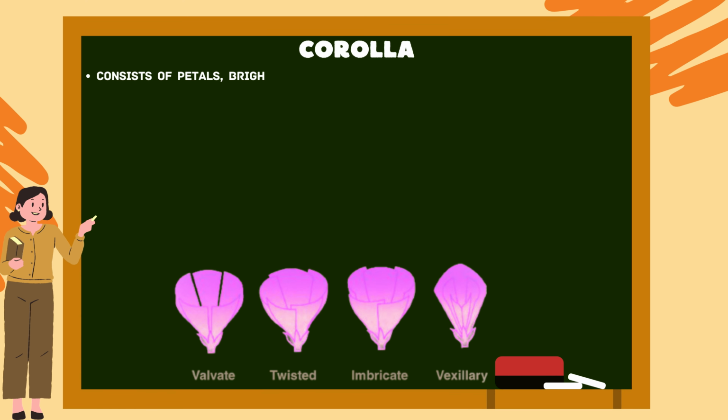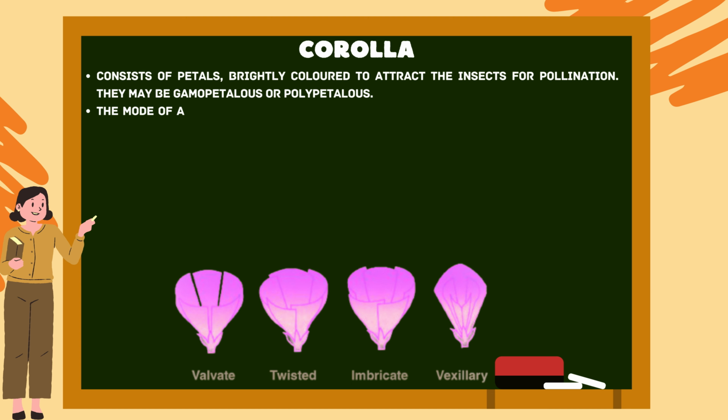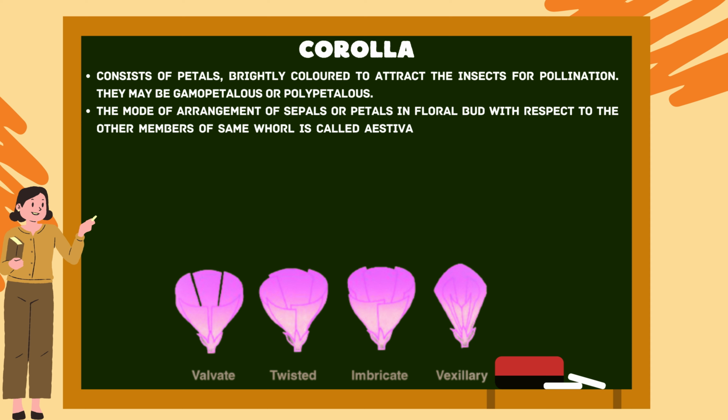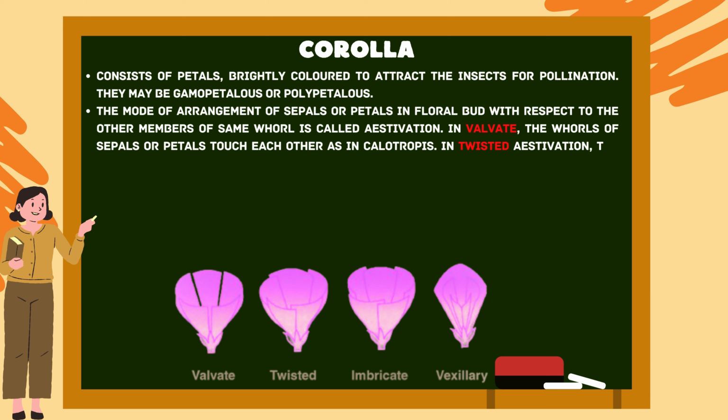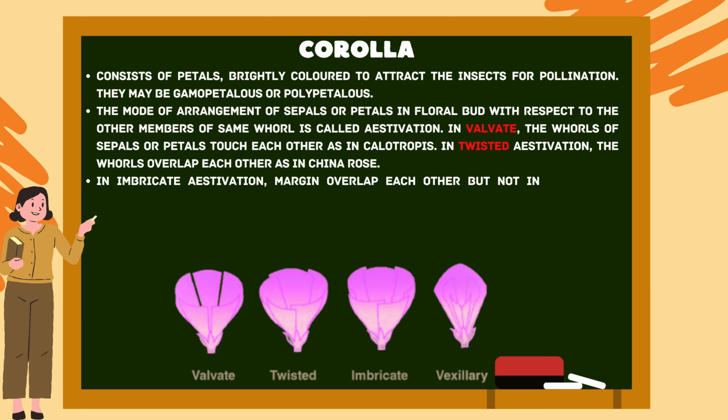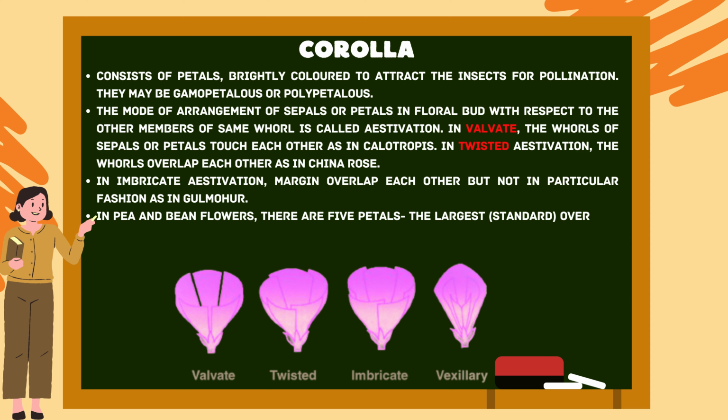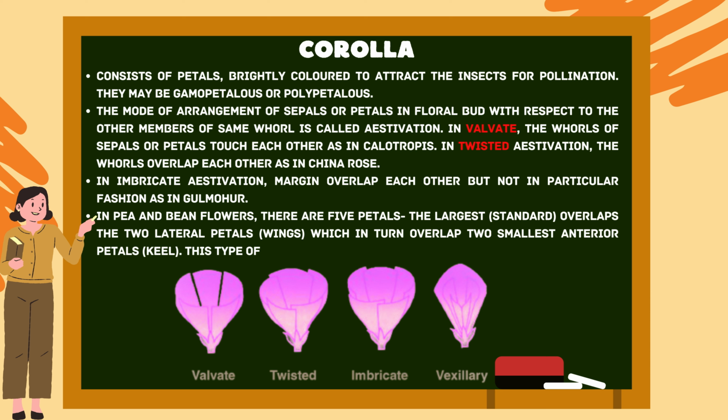Next topic is corolla. It consists of petals, brightly colored to attract insects for pollination. They may be gamopetalous or polypetalous. The mode of arrangement of sepals or petals in the floral bud with respect to other members of the same whorl is called aestivation. In valvate aestivation, the sepals or petals touch each other at the margins, as in Calotropis. In twisted aestivation, the margins overlap each other, as in china rose. In imbricate aestivation, margins overlap each other but not in a particular direction, as in gulmohar.